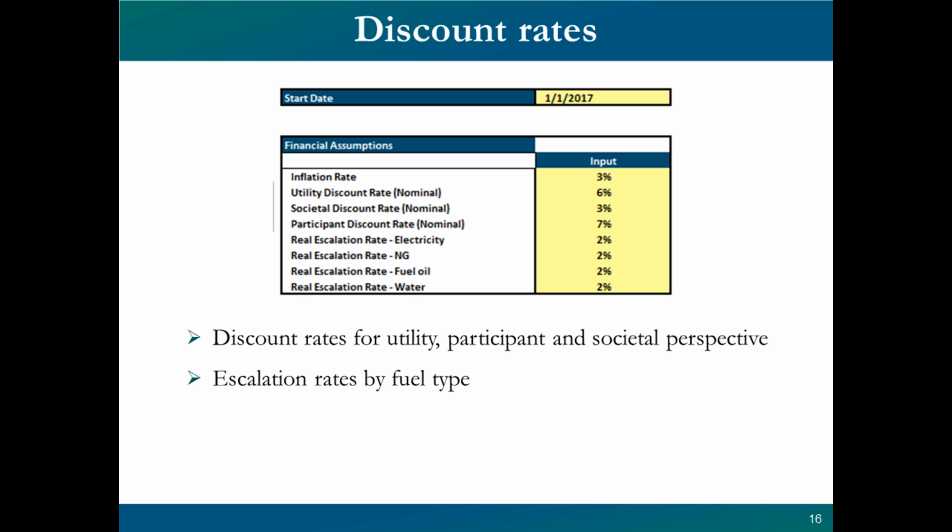So on the next slide is a snapshot of all of the financial inputs that the model looks at, and in that the user can enter an inflation rate as well as discount rates from each of the utility, societal, and participant perspectives. And this is also where the user would enter escalation rates for the different fuels that are being considered in the tool, namely electricity, natural gas, fuel oil, and water.